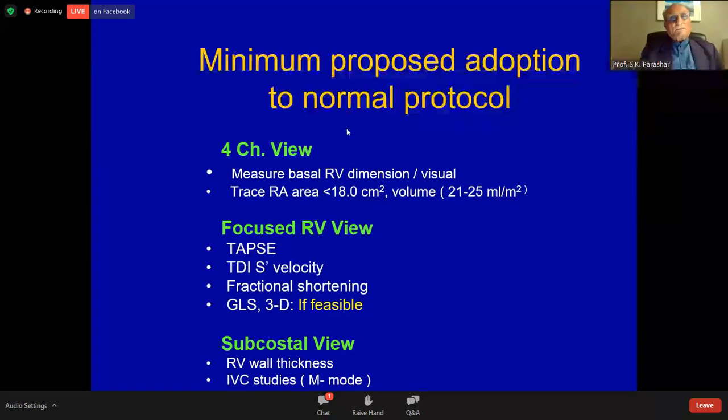So coming to the end, three views are very important, which will give you the complete RV function. A four-chamber view to measure the basal RV dimension, whether you measure it visually or by tracing the RA area. A focused RV view will give you TAPSE, tissue Doppler velocity, fractional shortening, GLS, and 3D. And the subcostal view will give you RV wall thickness and the IVC studies. So always concentrate on these three views, which will give you full RV function assessment.